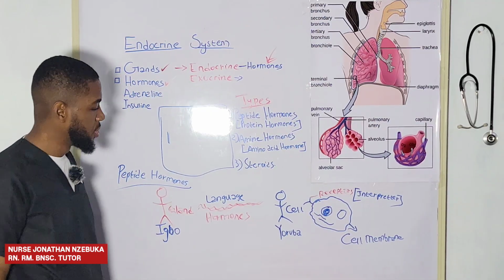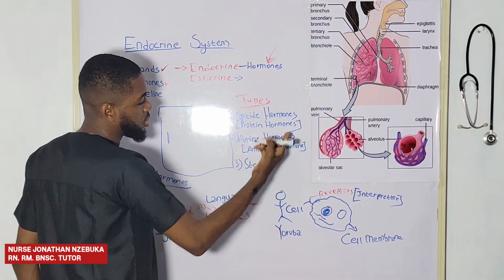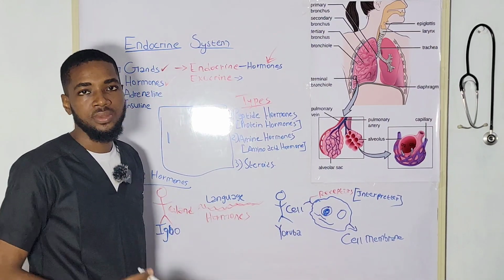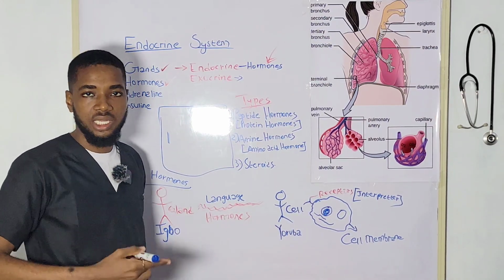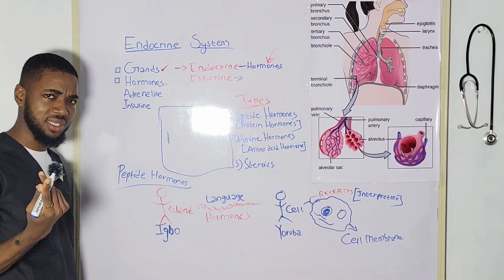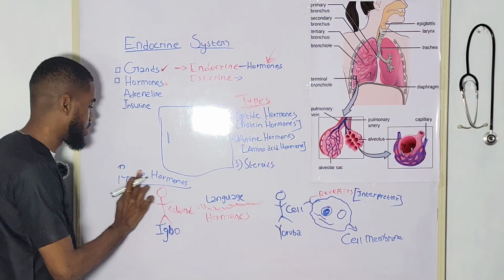Okay? So when it comes to protein hormones, without the presence of receptors, the protein hormones cannot tell the cell what to do, or it cannot act on the cell. That makes sense. Now let's look at the next one.